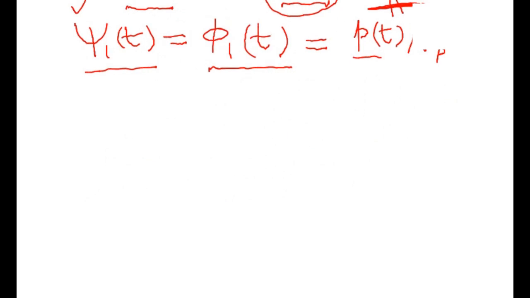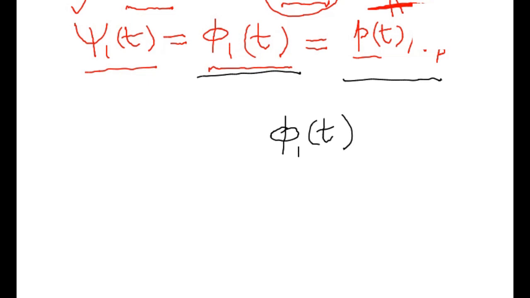Your book has represented this one as phi 1 of t. So we can derive it by dividing by the square root of the energy of this pulse. And when we do that, we can write our signals as a linear combination, or as a scaled version, of phi 1 of t.